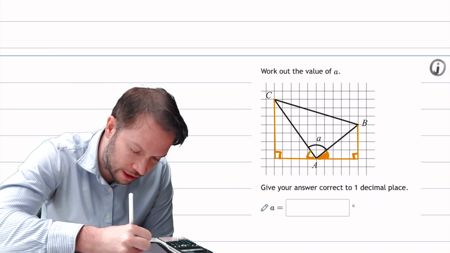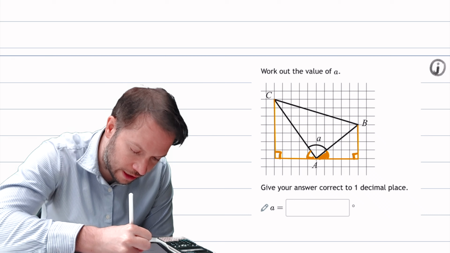If I find these two angles, because the total angle on this straight line at A adds up to 180 degrees, don't they? I can just take away this angle and this angle from 180 to leave the angle A. So let's find these angles in each triangle. Let's concentrate on this one first.